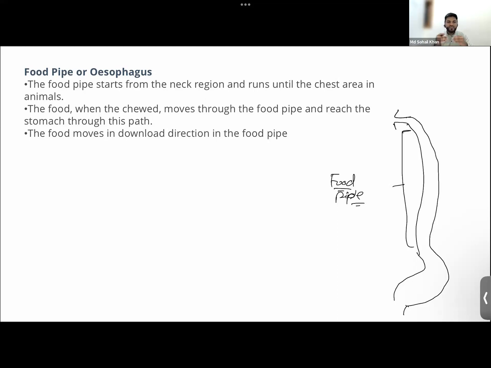The food pipe basically starts from your neck region, running down your chest region all the way up to our stomach. In other animals also you will find that the location and structure of the food pipe is pretty similar. Take the example of a giraffe or any other animal. In them also the food pipe runs down their neck.